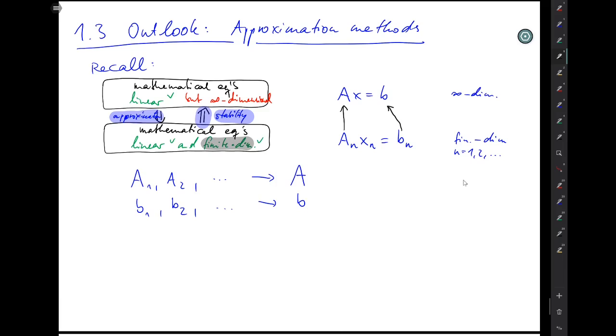And now here's the big question. The big question is, assuming that the original equation up here has a unique solution x, will then also my finite dimensional replacements have unique solutions x_n, first question, and second question, will also these converge to x? And this is exactly what we mean by stability, right?